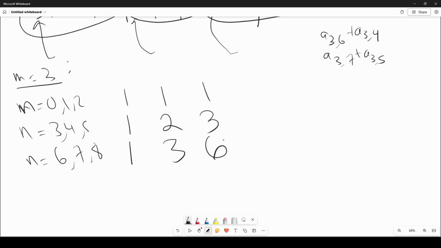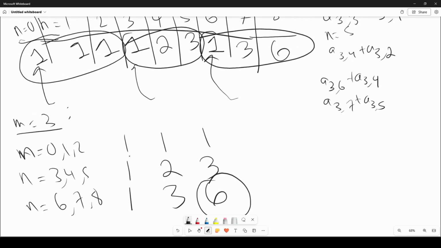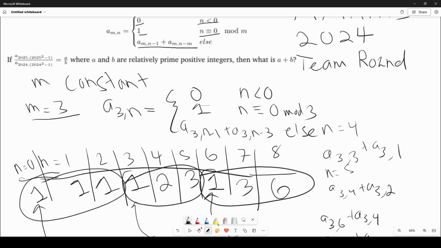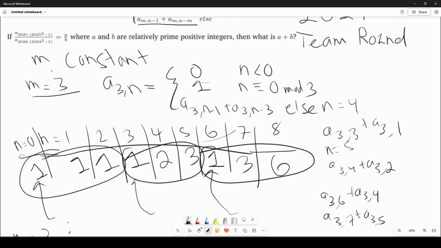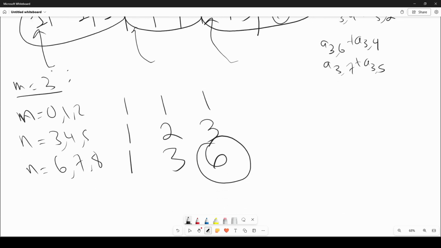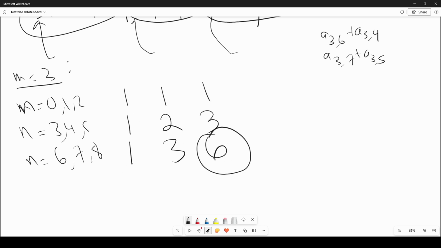The first thing you should realize is the number right here is related to the answer we wanted from the beginning. If you look at the question, it asks for a of 2025 comma 2025 squared minus 1 over a of 2024 comma 2024 squared minus 1. That squared might make you think of something like a square here. In fact, this 6 is a3 comma 8, which when m equals 3 is am comma m squared minus 1, which is of the form that we want. So this should give you a hint that we're on the right track.